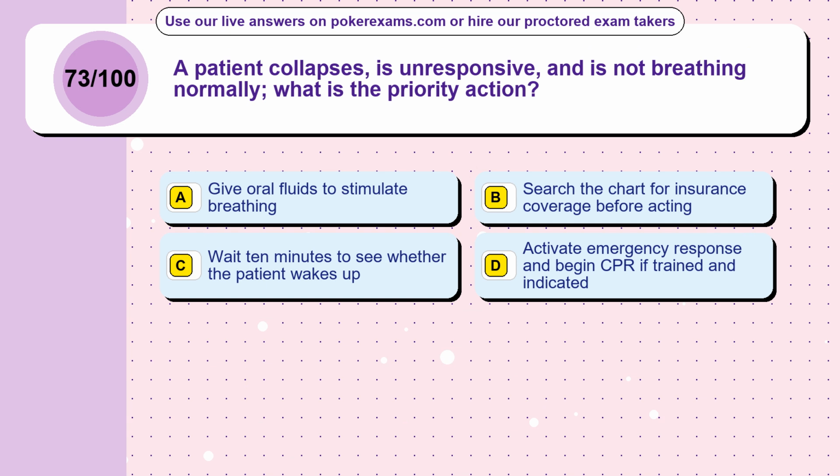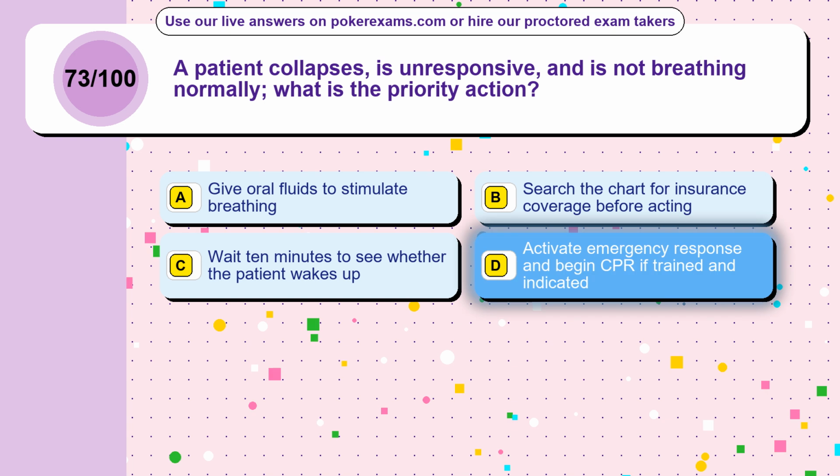Question 73. A patient collapses, is unresponsive, and is not breathing normally. What is the priority action? Option A. Give oral fluids to stimulate breathing. Option B. Search the chart for insurance coverage before acting. Option C. Wait 10 minutes to see whether the patient wakes up. Option D. Activate emergency response and begin CPR if trained and indicated. The correct answer is option D.